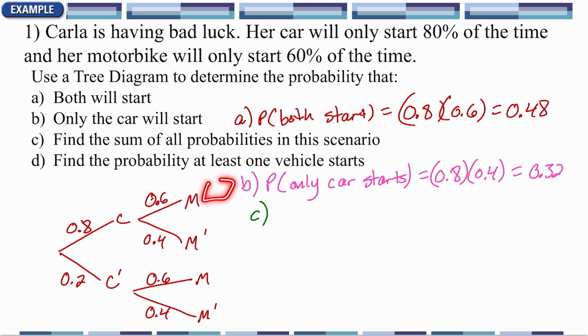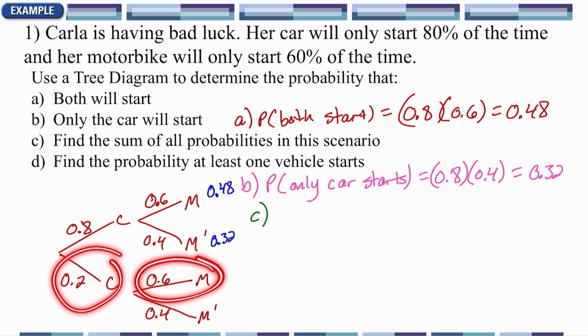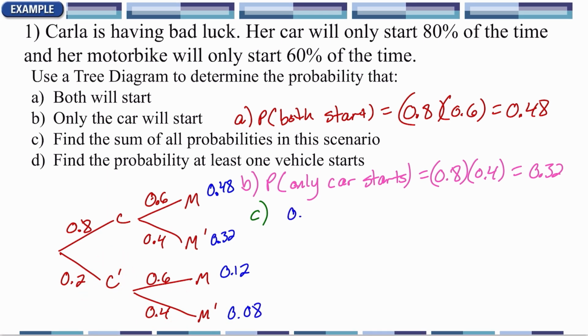So what I'm going to do is I'm going to actually write down the individual probabilities for these 4 scenarios next to them here. I'm going to do this in a blue color. So this one was 0.48. We already did that. This one is 0.32. We did that. And so then when we do the car not starting and the motorbike starting, 0.2 times 0.6 is going to be 0.12. And then neither one of them starting would be 0.2 times 0.4, so it would be 0.08. So if you add those up, 0.48 plus 0.32 plus 0.12 plus 0.08, you will get 1. And that will always be the case when you do your tree diagram correctly.